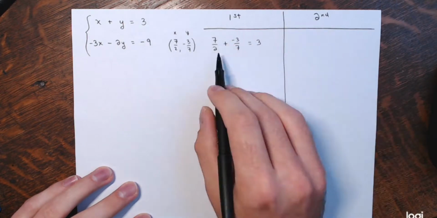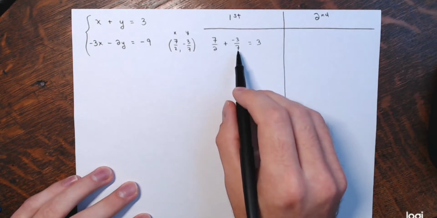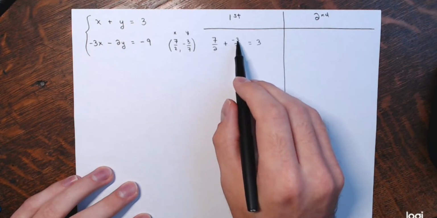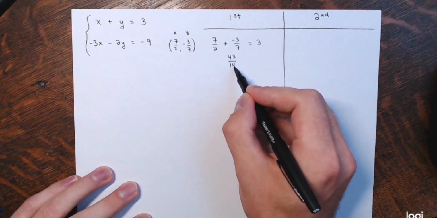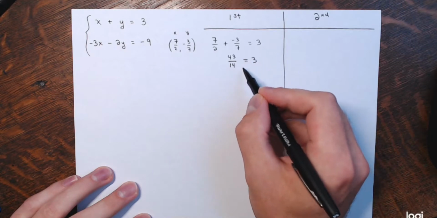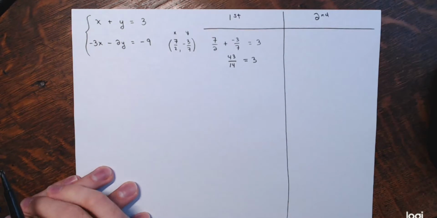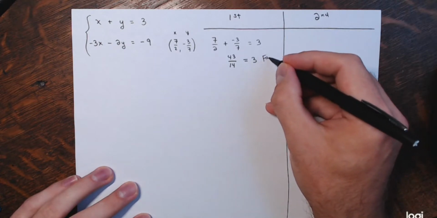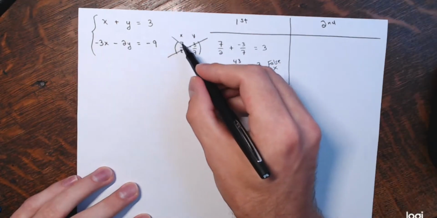Well, I'm hoping it's obvious that this is not true. Alright, if I got a common denominator, this would be 49/14 plus -6/14 would be 43/14, which is not equal to 3. It's very close, right? 42/14 would be equal to 3, but not 43/14, right? So this is false, meaning that this ordered pair is no good. I'm going to cross it out.